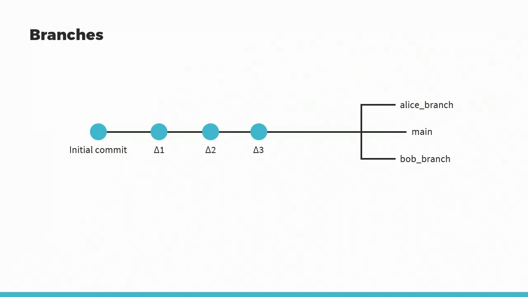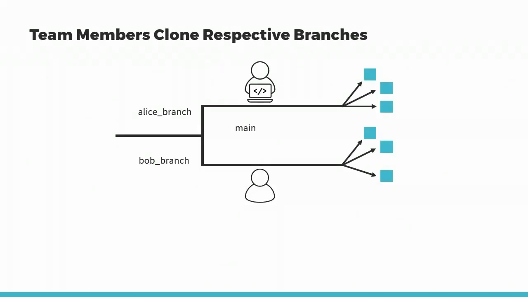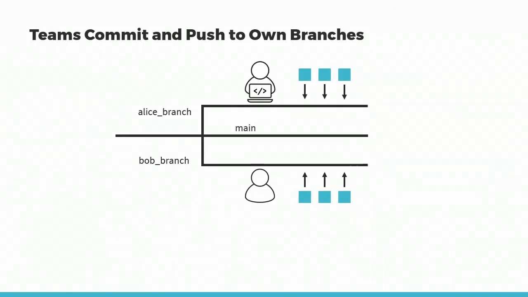Now, Alice's team will only work on developing the feature on the Alice branch, and Bob's team will do likewise on the Bob branch. So, team members will clone their respective branches. They'll create a local repository from the branch that they're working on, either the Alice branch or the Bob branch. Every team member will make their changes to their local repositories, and once they're ready to have changes on the remote, they'll commit and push their changes to their own branches. So Alice's team will push to the Alice branch, and Bob's team will push to the Bob branch.